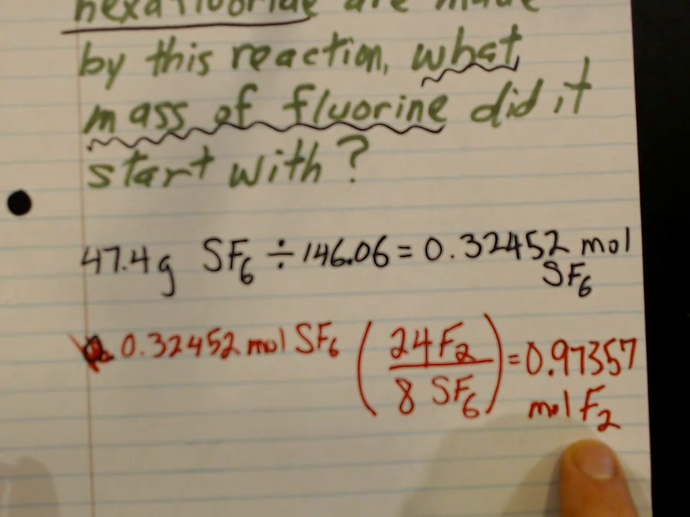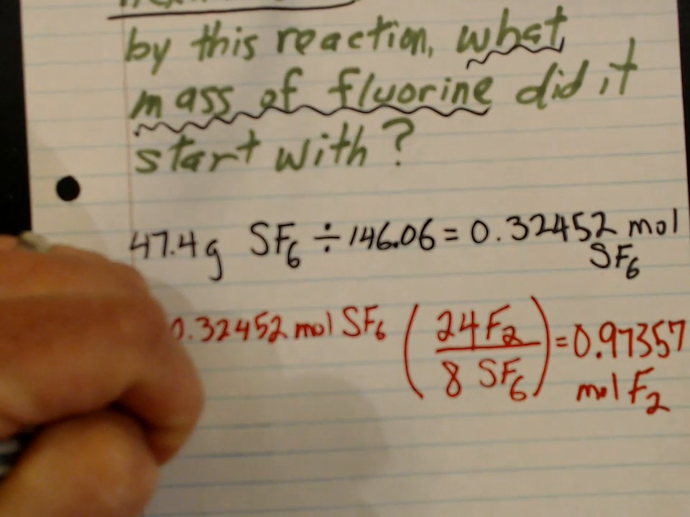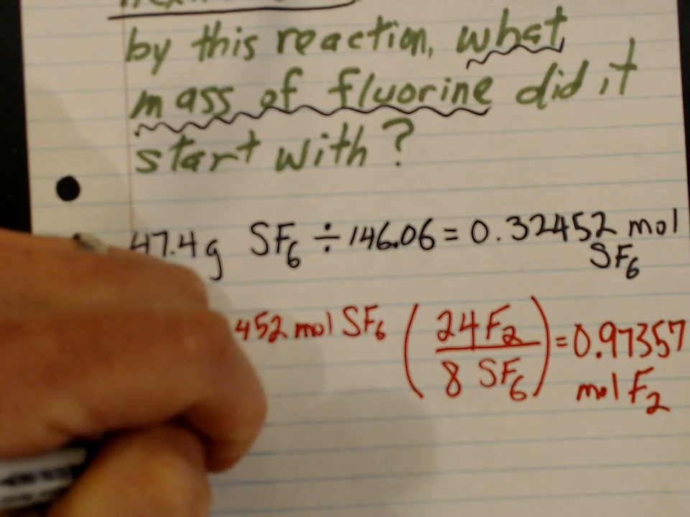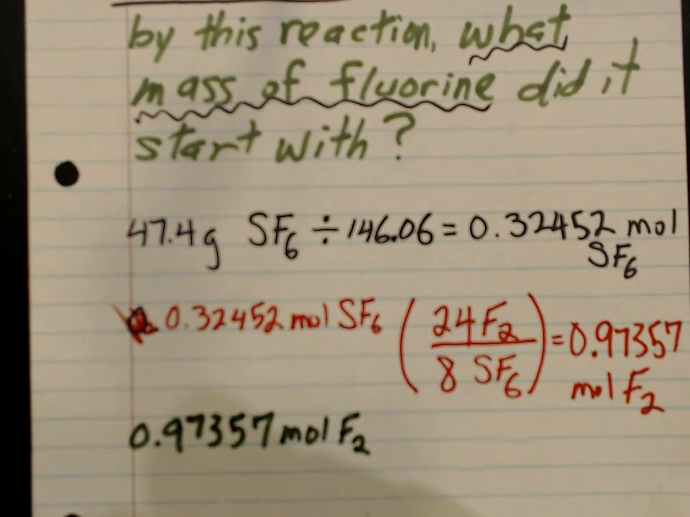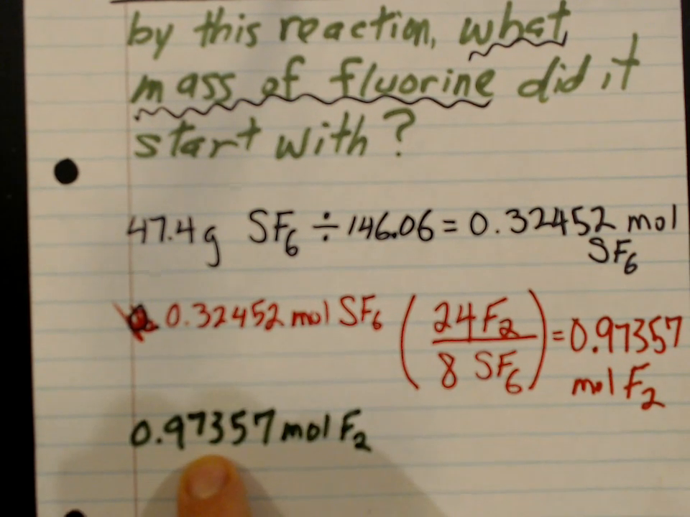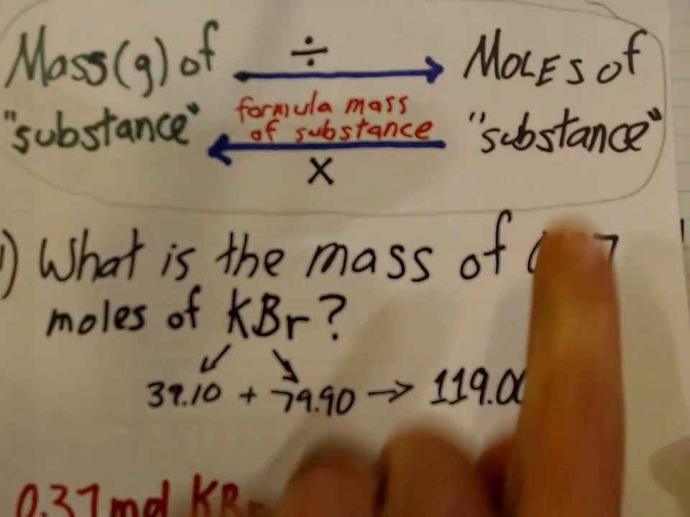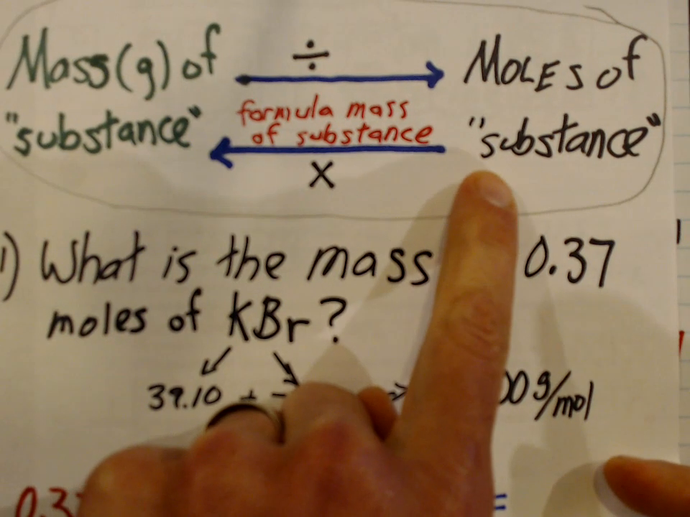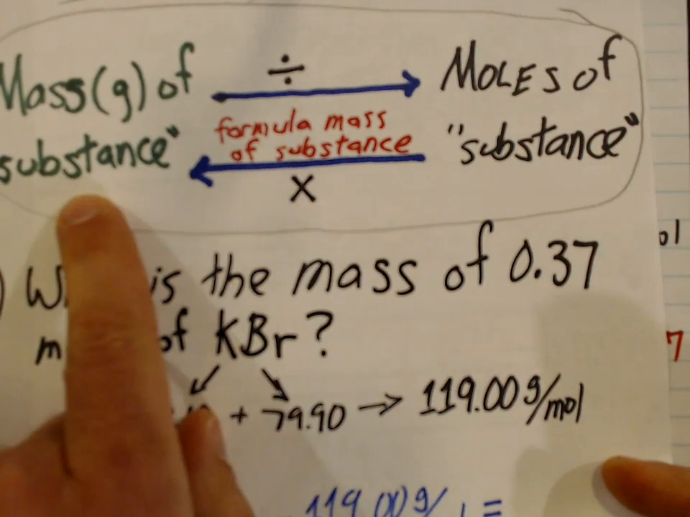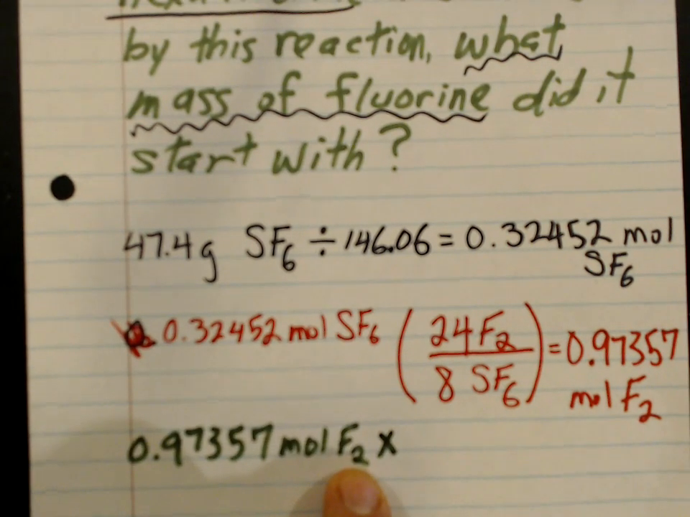Next step, what does it say? Take the moles of the unknown quantity and convert it to grams by using that diagram. So let's take this number now and bring it into the next step. 0.97357 moles of fluorine. Let's convert it into grams of fluorine. Once again, how do we go from moles to grams? We have to take the moles, multiply it by the formula mass of the substance. That'll give us grams of that substance. So we're going to multiply this by the mass of F2.